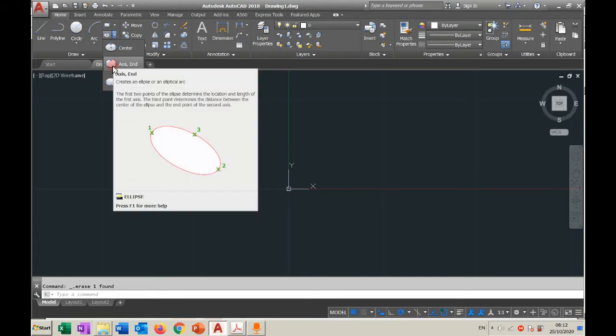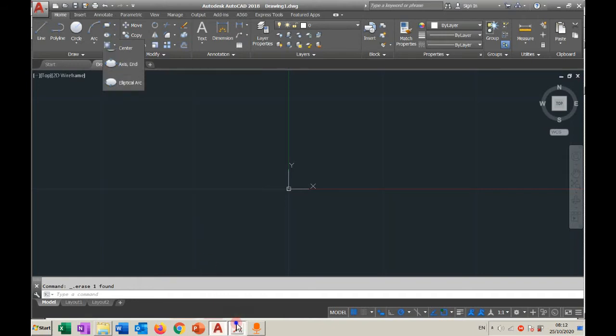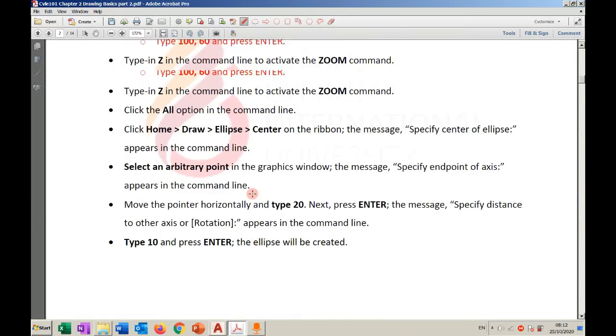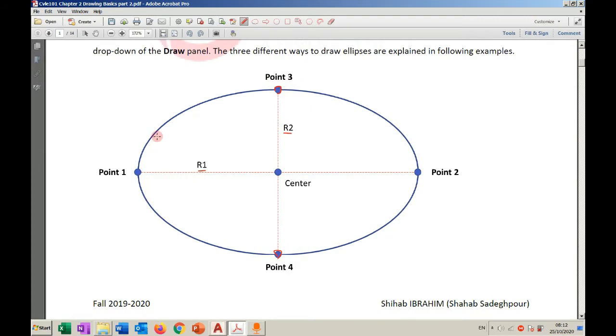For axis end, we need 3 points. The name of the command is axis end. The ends of the axes will be used to draw the ellipse. So it means that we have to use a combination of those 4 points. I don't need the center. I can use a combination of 4 points. Sometimes we can even use the distance between them as well. Let's talk about them step by step to see which information we have to provide.